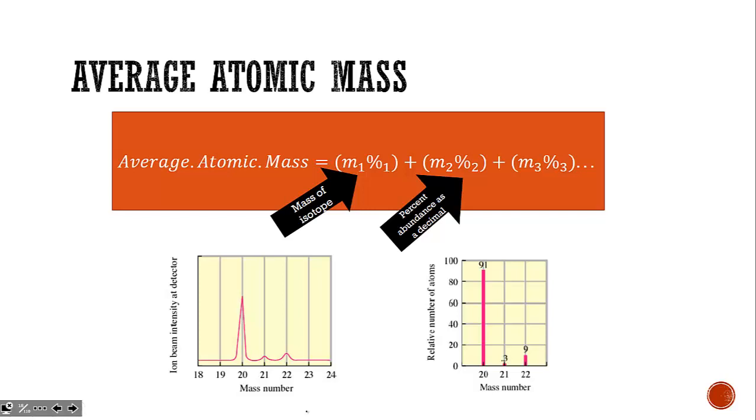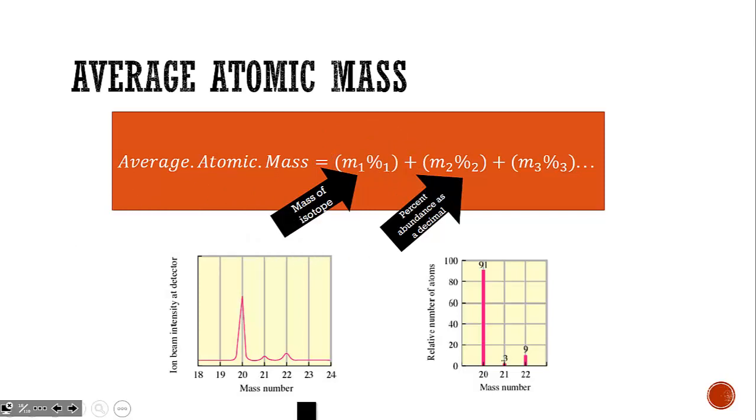So if you have something whose average atomic mass comes out to be 15.9996, like oxygen, you could probably assume that most of oxygen is oxygen-16, and then you've got a few atoms that are lighter, maybe a few that are heavier, but most of the sample is probably oxygen-16. It's probably the one with the biggest percent abundance. Now that's a general rule of thumb.